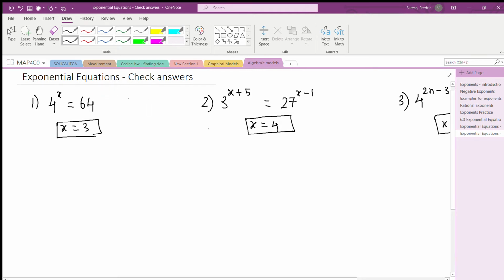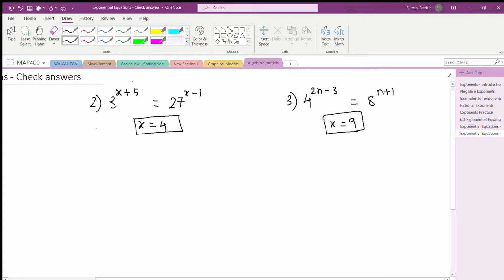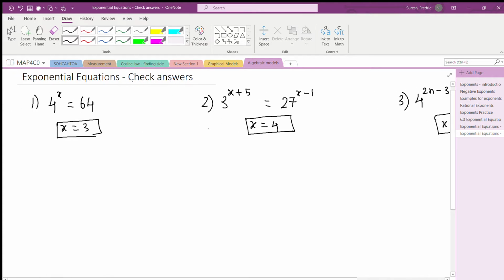Hey guys, in this video we're going to check if the answers we get from exponential equations are correct. How to check for them. Now these three questions that you see here, two of them I had solved for you earlier in the previous video. The third equation is very similar to the one that we solved. The purpose here is to see if these answers are correct in the first place. So the answers are given in the box.